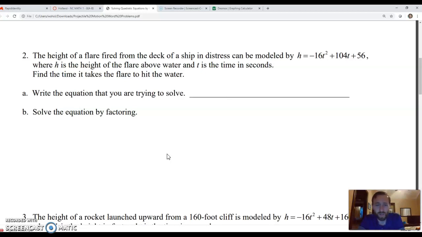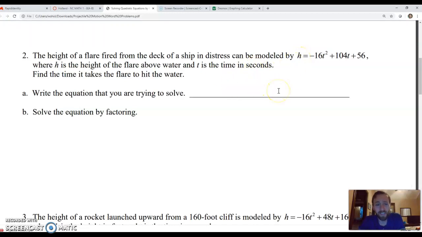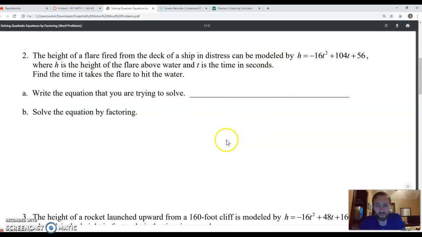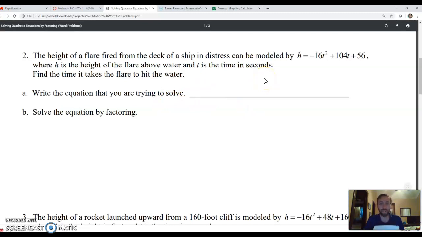So the first thing we would do is write the equation. Obviously, we're trying to figure out what t values, what time values make this function equal to 0. Because if the function is equal to 0, that means that the flare has already gone up and is back down at water level. So we're trying to figure out, when is the height equal to 0? First we're going to write the equation we're trying to solve, and again, we're trying to make this equation equal to 0.